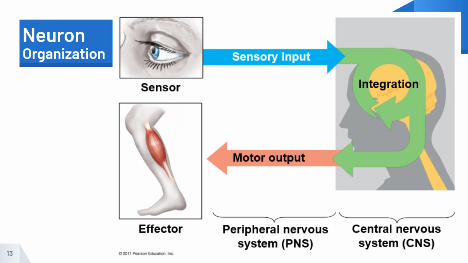It's going to send out a message to our muscles so the muscles can contract and respond. Your central nervous system is your brain and your spinal cord. Your peripheral nervous system is your sensory neurons and your motor neurons, bringing information in and sending information out.